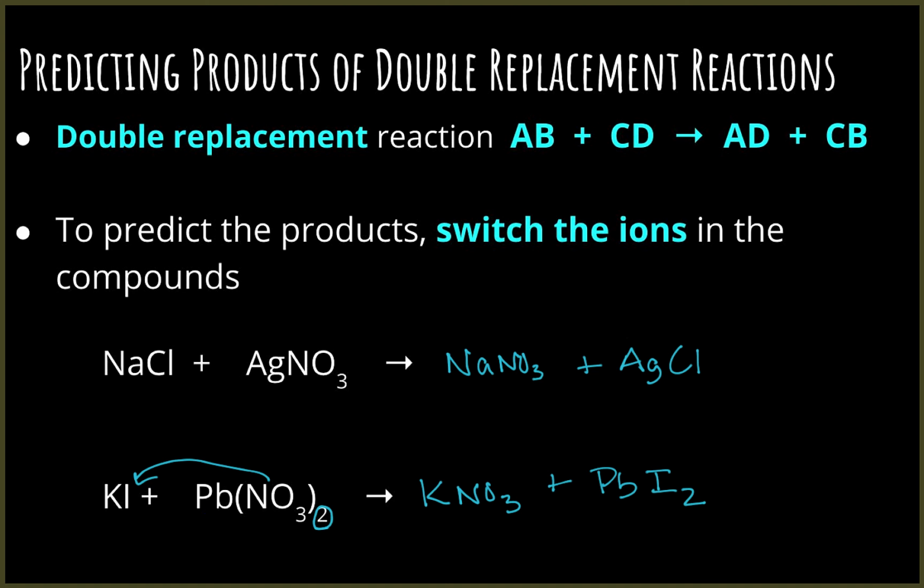Erase this. But again, you notice all we're doing here is they're switching partners. But on the other side, positive ions written first, negative ions written second. And to figure out what those formulas are, we're crisscrossing the charges. So this last one to balance, I need a 2 here and a 2 here.